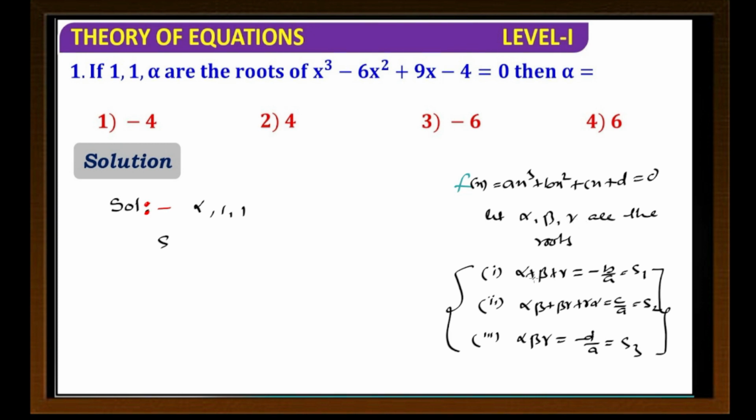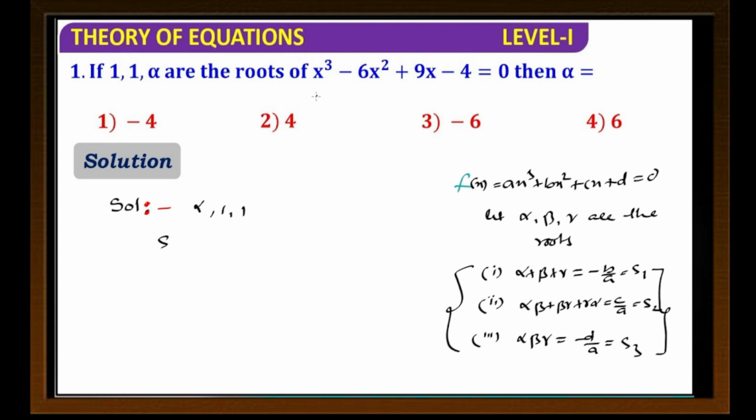Now we have three relations between the roots. One is S1. S1 means sum of the roots, that is alpha plus beta plus gamma is minus b by a. S2 means sum of the product of the two roots, alpha beta plus beta gamma plus gamma alpha equals c by a, and S3 means product of the roots, that is alpha into beta into gamma is minus d by a.